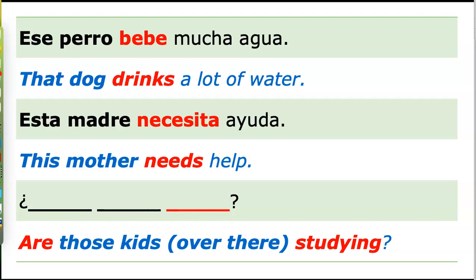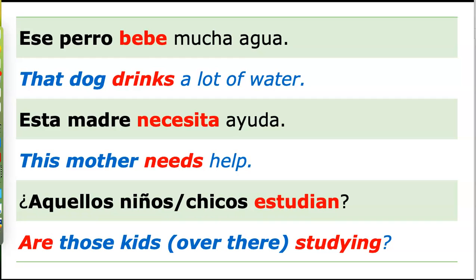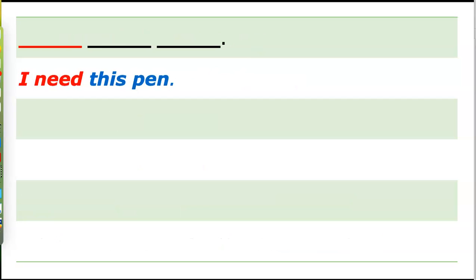Are those kids over there studying? Do you remember the verb for to study? Estudiar. And we know we're talking about the kids over there, so it's going to be the form with aquel, aquella, aquellos, aquellas. Aquellos niños or chicos estudian. And that's a question many parents ask.